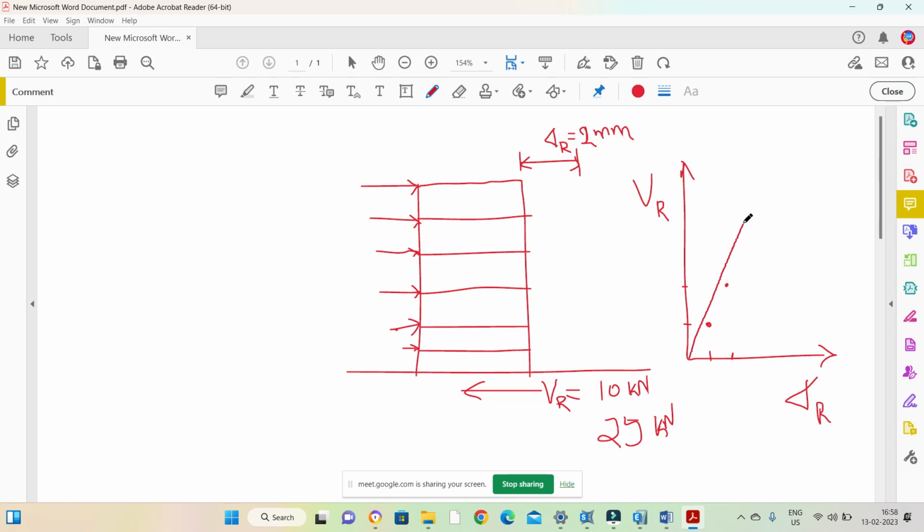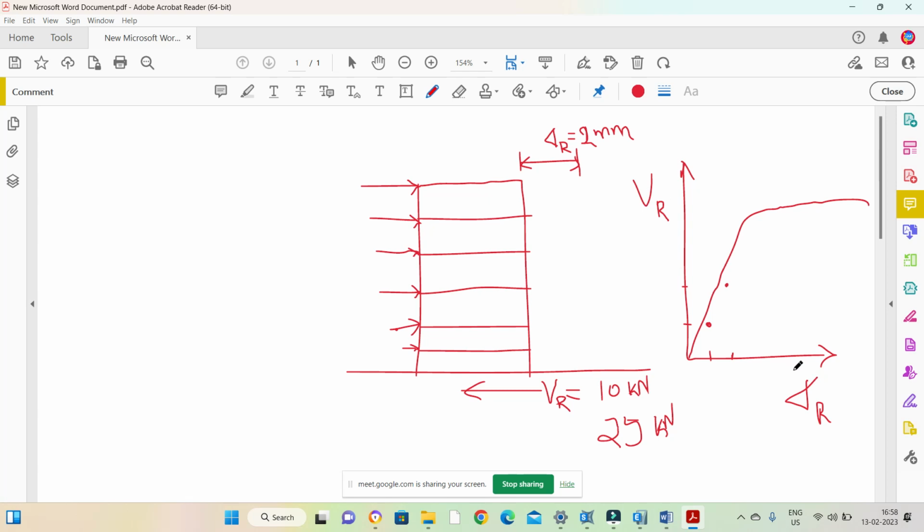Initially it will go linearly until the structure yields. After yielding, the slope will reduce. So you'll get something like this. This is the curve of base shear versus roof displacement.